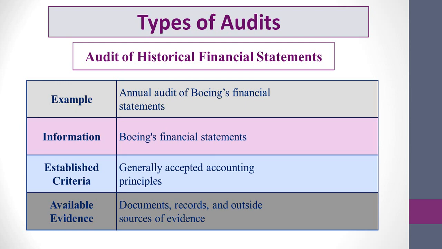For example, an audit of historical financial statements is the annual audit of Benjamin's financial statements. So the information that should be available is Benjamin's financial statements. Benjamin's is the name of the organization. If I need to, as an auditor, audit Benjamin's financial statements, the criteria I should compare with is generally accepted accounting principles. And the evidence that should be accumulated and evaluated by the auditor is documents, records, and outside sources of evidence. In chapter 4, we are going to discuss what kind of outside source evidence should be accumulated by auditors.